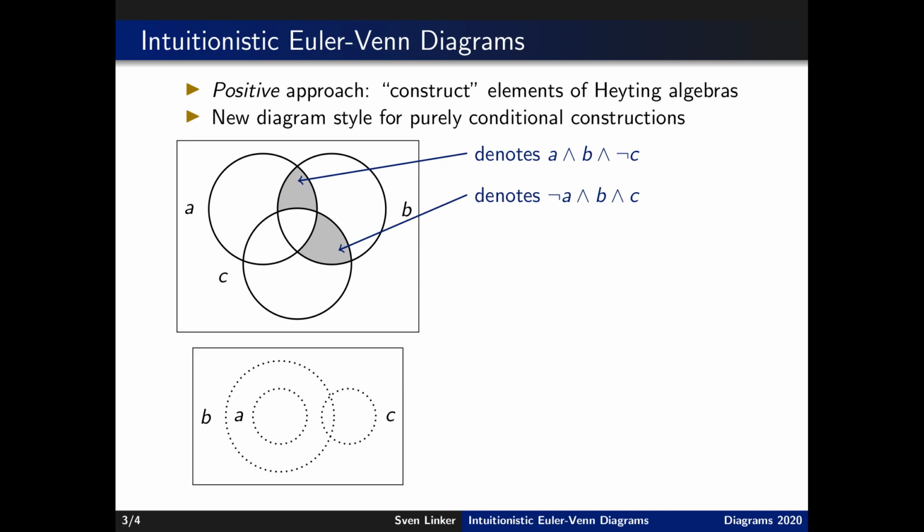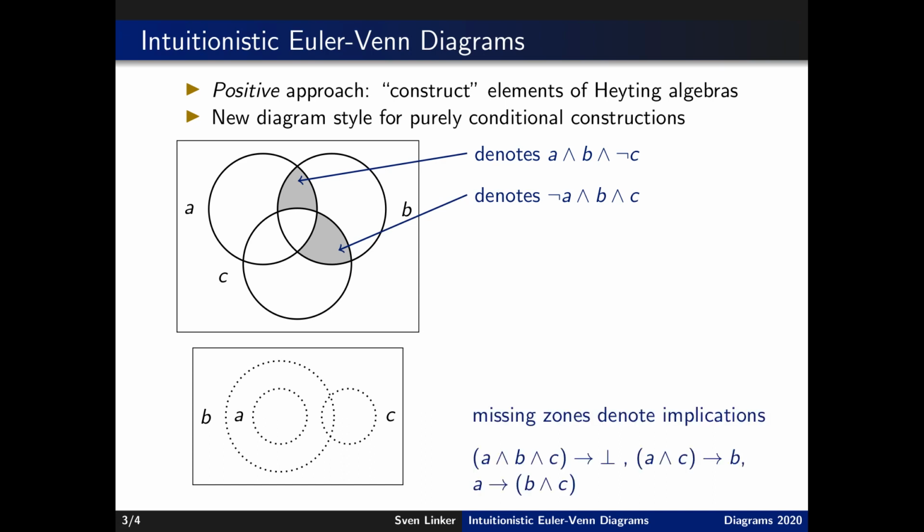We will use diagrams with dotted contours and where no shading is allowed, but we do allow for the omission of zones. Then we can express implicational information in a similar way to classical Euler diagrams. Here, for example, the missing zone that would be within A, B and C represents that the meet of A, B and C implies false and hence the complement of this element.